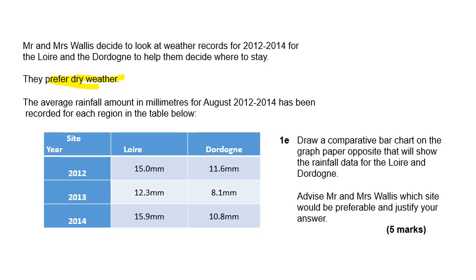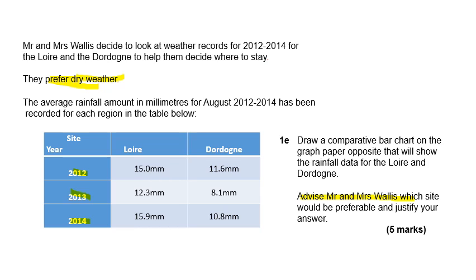Okay, so it's a fairly simple table. You have the years, 12, 13, 14, and the amount of rain in millimeters. So Loire 15, 12.3, 15.9, Dordogne 11.6, 8.1, and 10.8. Now there is a mark here, and I'm not even going to bother writing it out, it's such an easy mark.